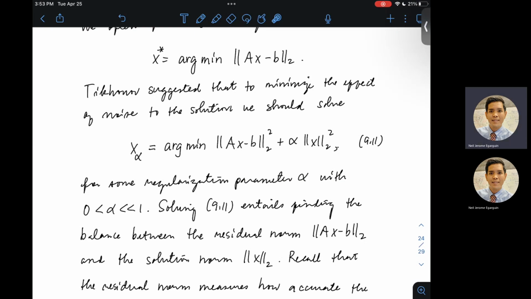Okay. Now there is a question here. This is the L2 norm of our residual. This guy is the L2 norm squared of the size of the solution. But we have here a multiplier alpha that balances the weight that we give to accuracy against stability. And this alpha is a regularization parameter chosen between 0 and 1. Usually it's a very small positive number. Now, how do we get alpha?